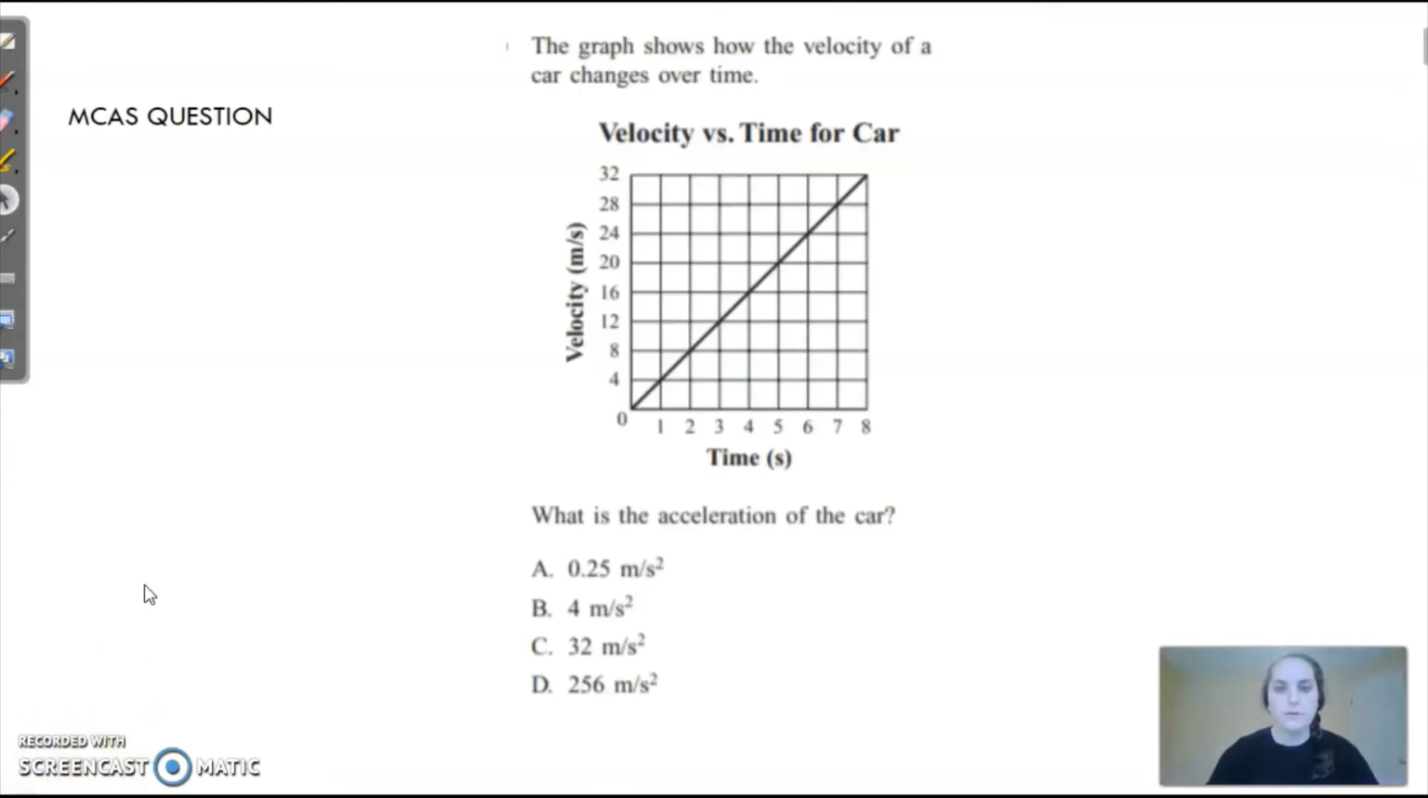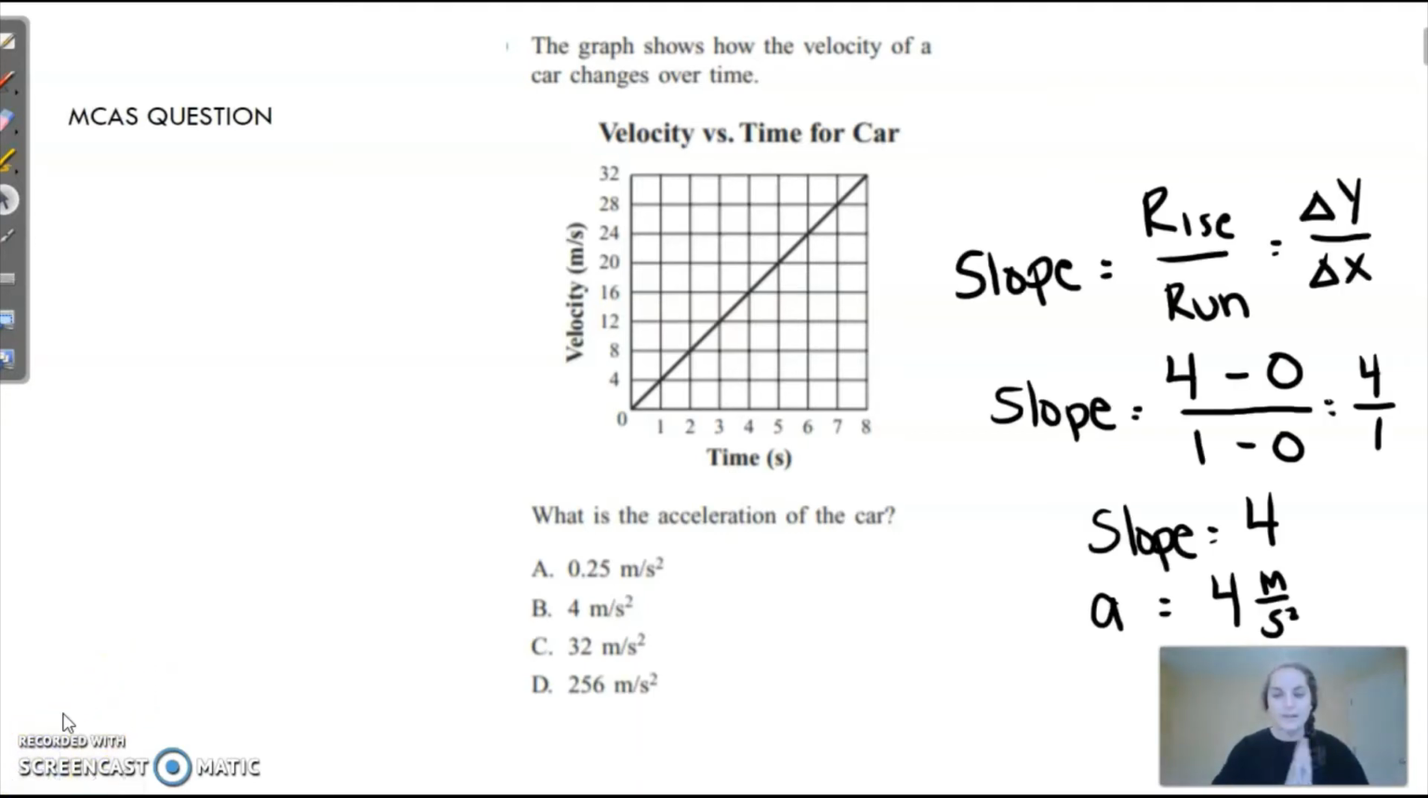So the next question, the graph shows how the velocity of a car changes over time. So again, we're given a velocity over time graph for a car, and we need to solve for the acceleration of that car. So remember back that we have to solve for the slope. So go ahead, try your best at solving for the slope and choose the best answer.